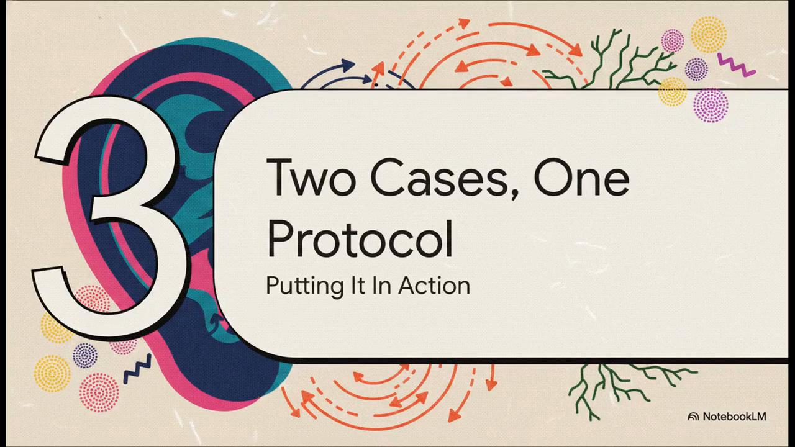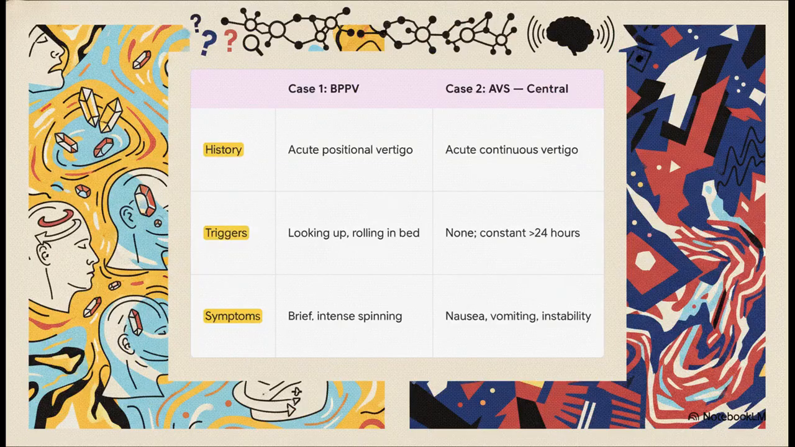A protocol is only as good as its practical application, right? So let's put this framework to the test. We're going to look at two common but critically different presentations of acute vertigo. On the surface, we've got two patients who come in with acute vertigo. Case 1 describes brief, intense spinning that's triggered by movement, classic for BPPV. But then you've got case 2, who describes continuous, unrelenting vertigo with some pretty severe instability. That's the hallmark of an acute vestibular syndrome. So right away, the history is pointing us in two totally different directions.